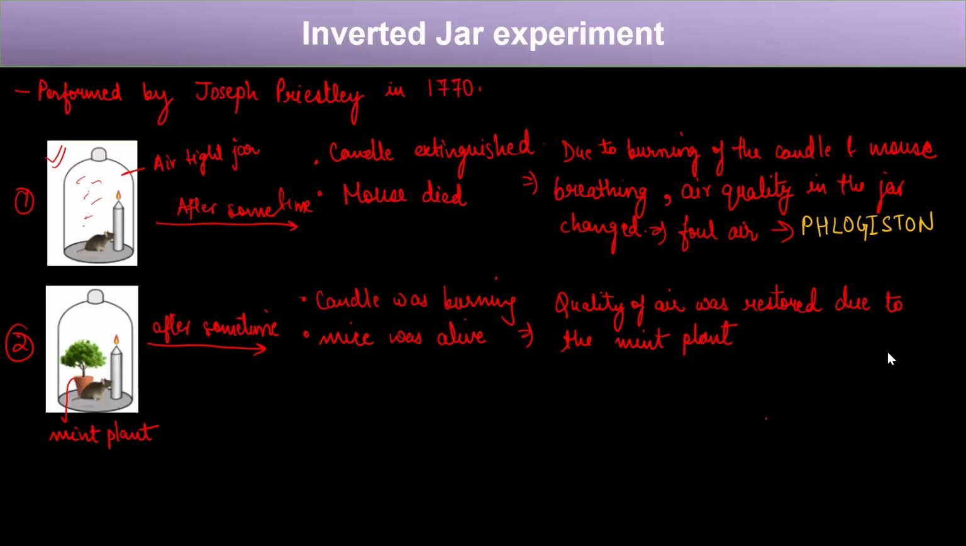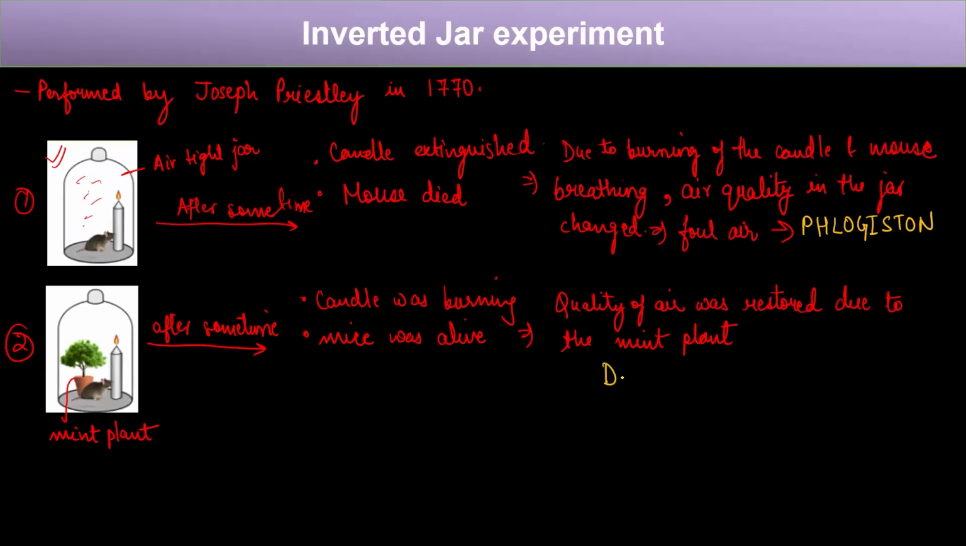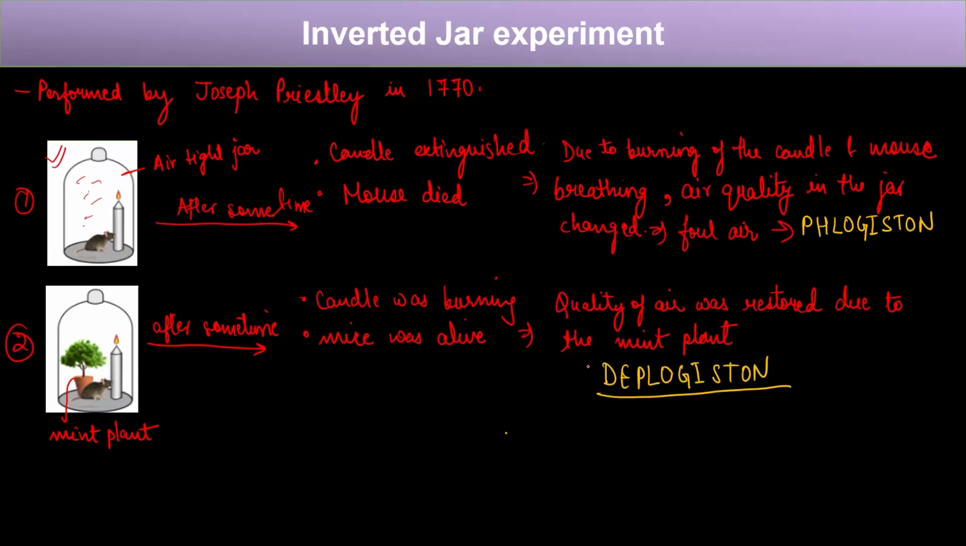And what he called this process is dephlogiston. The air was called dephlogiston at that time. But now we understand why this was happening, because in the first case, carbon dioxide gets accumulated in the jar and oxygen gets consumed. Because of this, the mouse died.